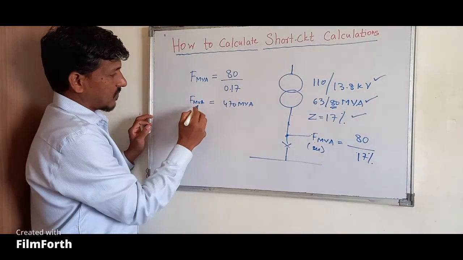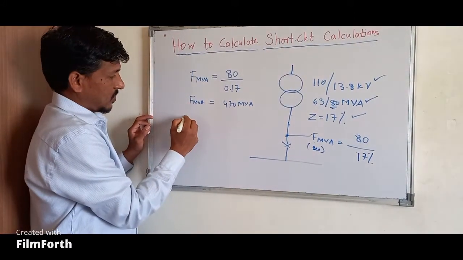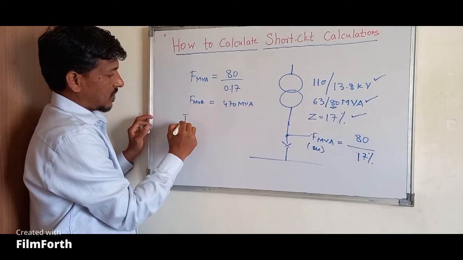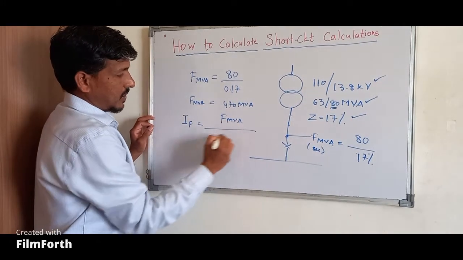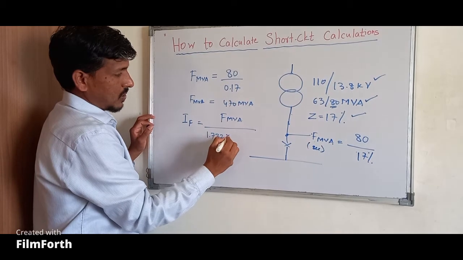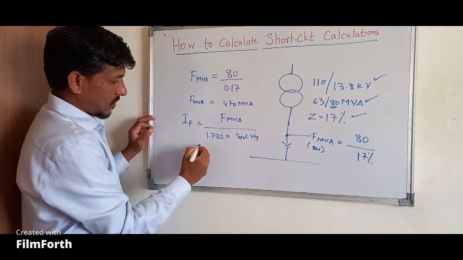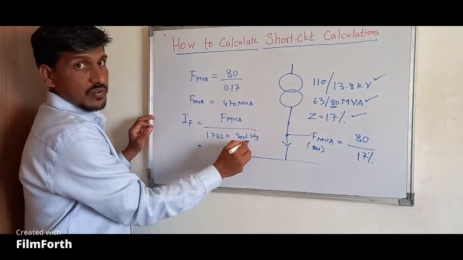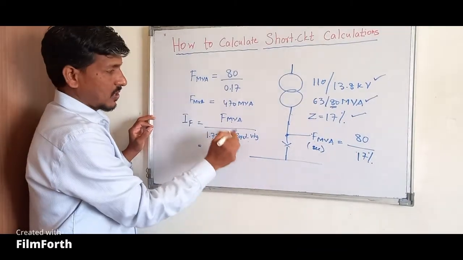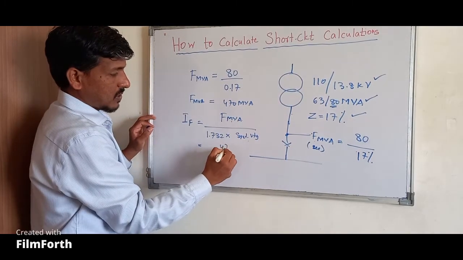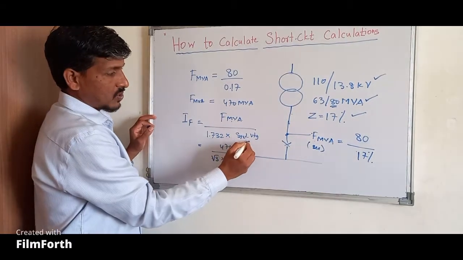The simple formula is, once you have the fault MVA, we can calculate the short circuit current, that is the fault current. Fault current is equal to fault MVA divided by 1.732 into system voltage, because fault MVA is root 3 into system voltage into fault current. So you know the fault MVA, that is 470, divided by root 3, which is 1.732, into system voltage.